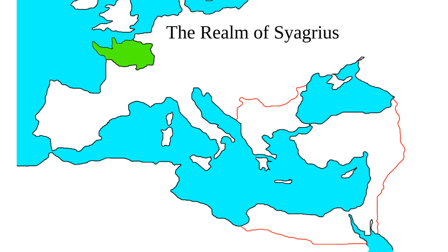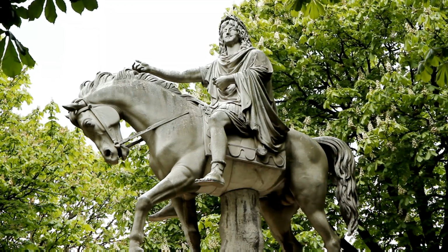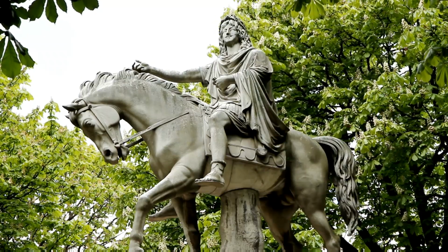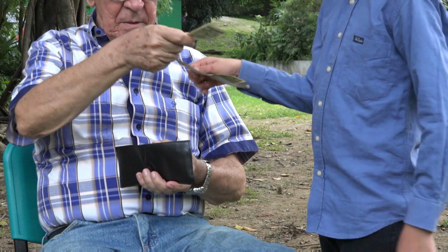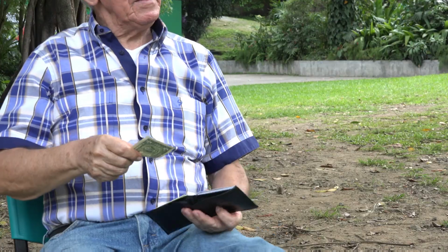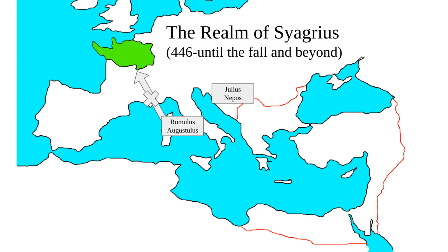The realm of Syagrius. The realm was dominated by Syagrius, a Roman general, from the year 446 until the fall of the Western Roman Empire and beyond, so he dominated even after the fall. He was ultimately beaten by a Frankish king after the fall of the Western Roman Empire. He did not follow the rule of the last emperor, Romulus Augustulus, since he was just a puppet of his father Orestes. The father was the one who dethroned the previous emperor by force. That dethroned emperor was Julius Nepos.